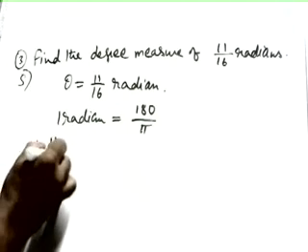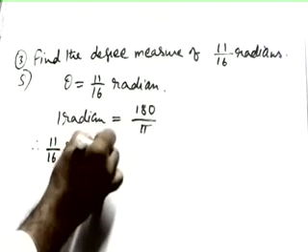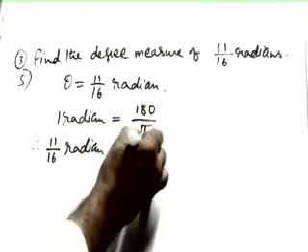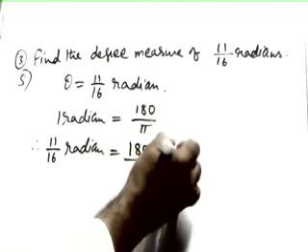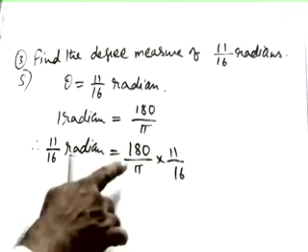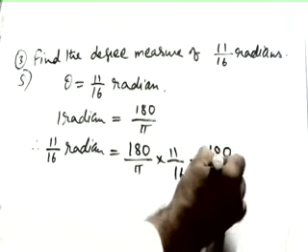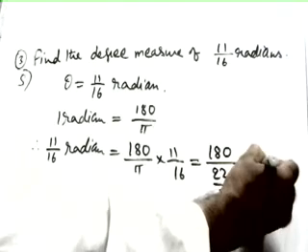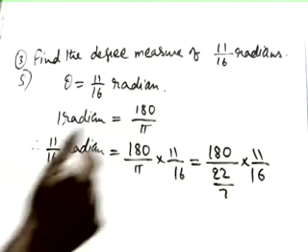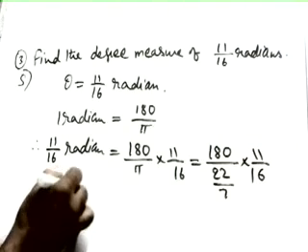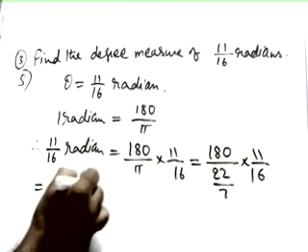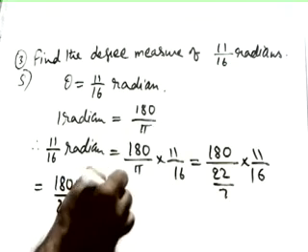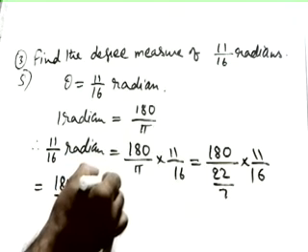Therefore 11 by 6 radian equals, we have to multiply 180 by pi into 11 by 6. So let me change this pi. Pi can be written as 22 by 7. 180 by 22 by 7 into 11 by 6. This 7 will come in the numerator. We can write like this, 180 into 7 by 22 into, what is left here, 6 and 11 here.